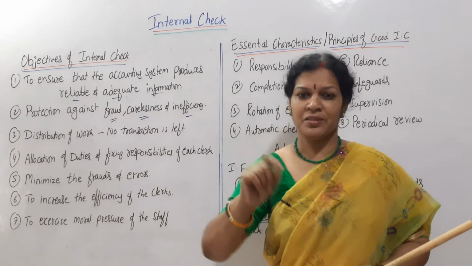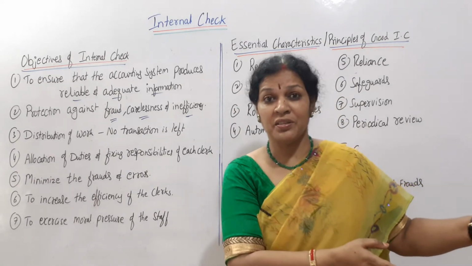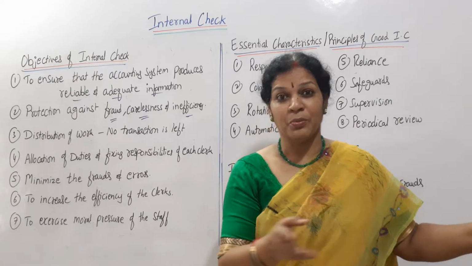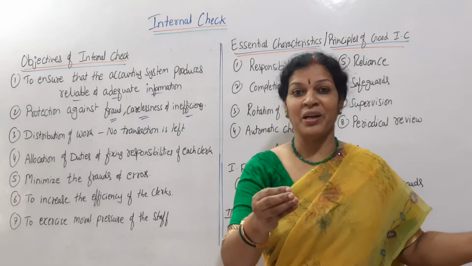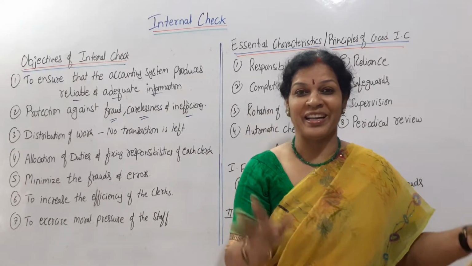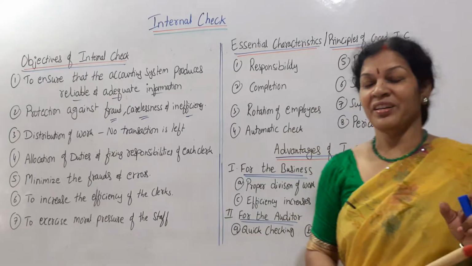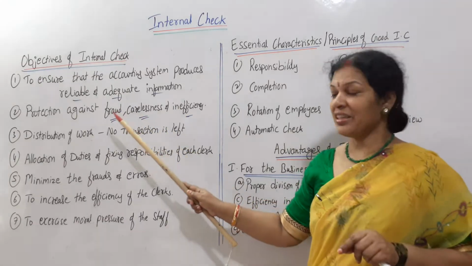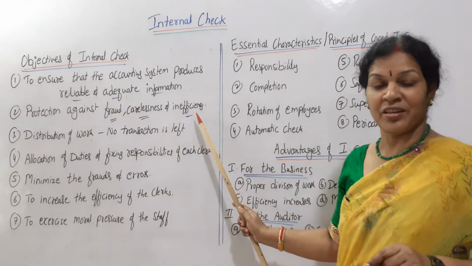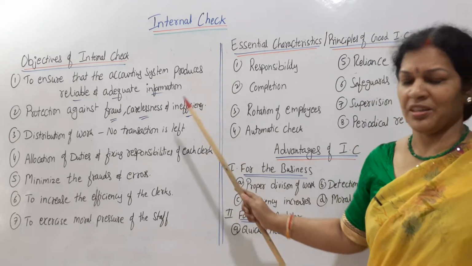One person puts a tick mark, saying, from my side it is over, and the second person has to verify it. If both make a mistake, then imagine that would be a blunder, both will be trapped very badly. That is why it must be very strong. So it is going to decrease fraud, carelessness or inefficiency, and these things are going to decrease through this internal check.